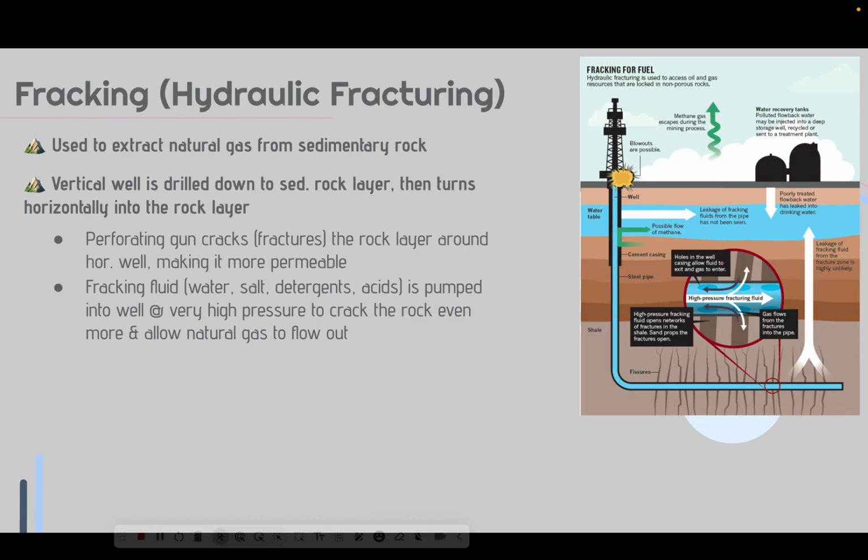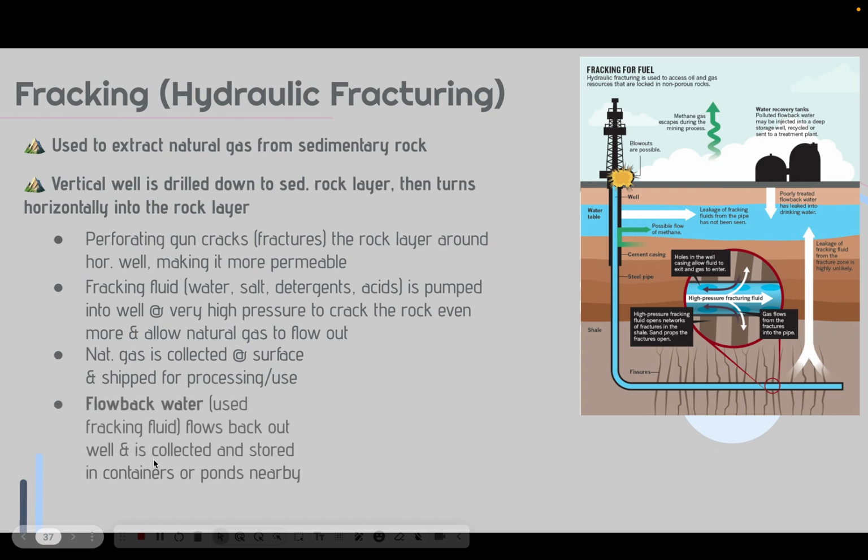We can collect that. The fracking fluid that we use is basically a combination of water, salt, a detergent, which actually breaks down the oil and releases the gas, and then acids. And that liquid is pumped into the well at very high pressure to break that shale rock even more, so that the gas that's held within the shale is coming out of the rock itself. And then we collect that natural gas at the surface and we ship it off to be processed and purified at a refinery so we can then use it.